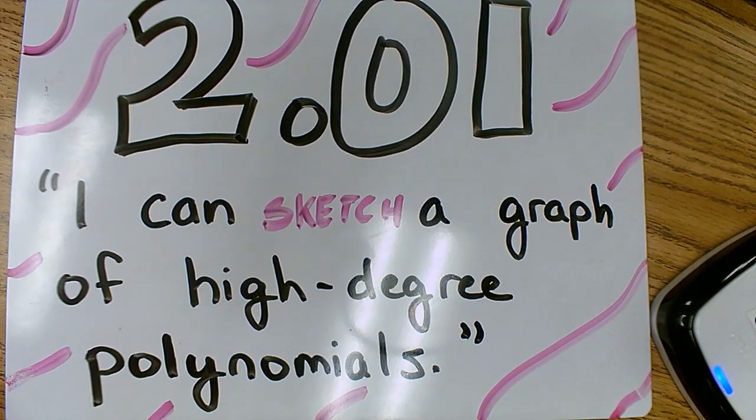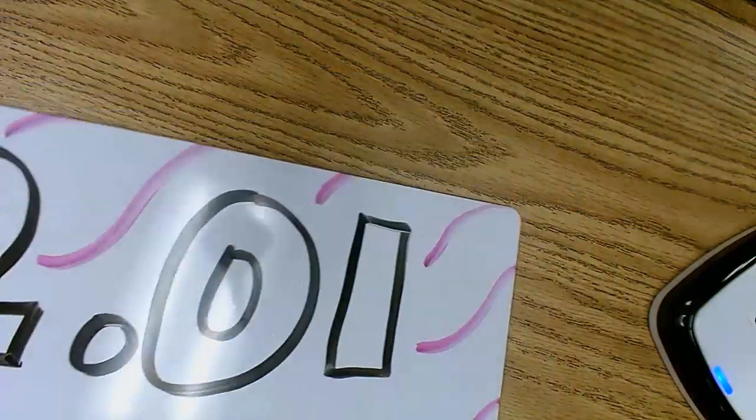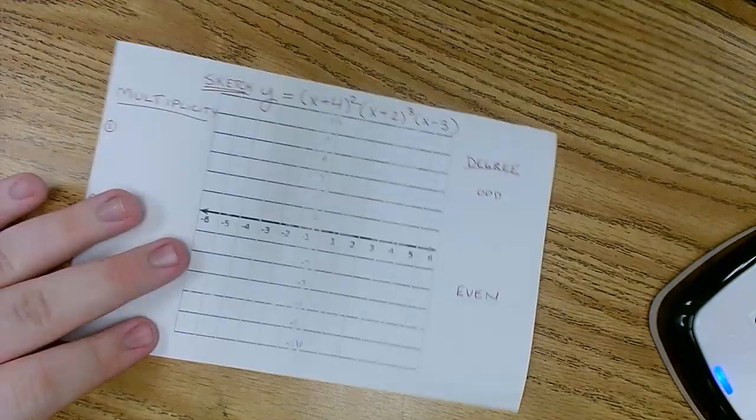Alright, y'all, we're going to start talking about goal 2.01. That is for you to be able to sketch a graph of high degree polynomials. We're jumping into degree 4, 5, 6, 7, 8, 20, whatever. Okay? So I got a couple examples for us.